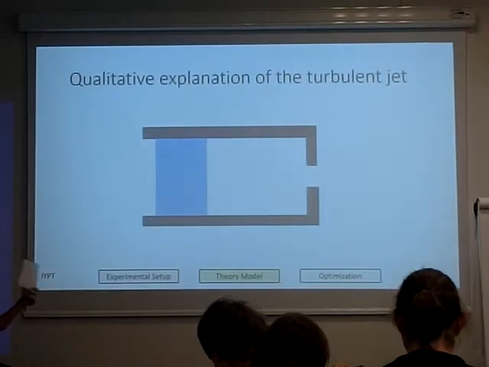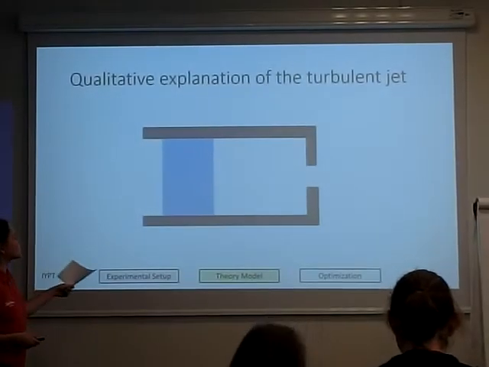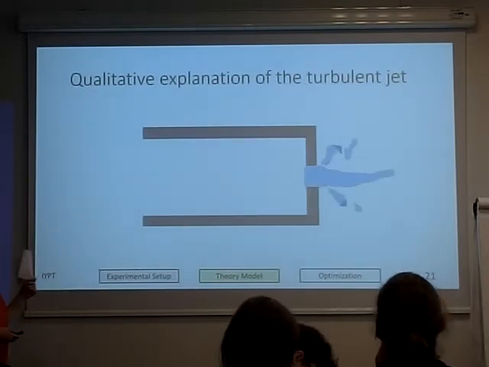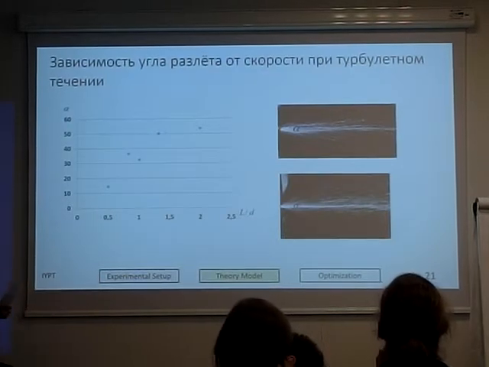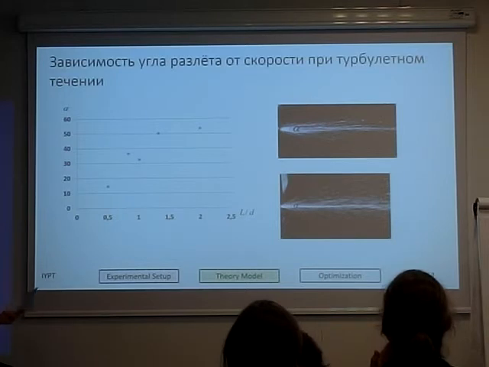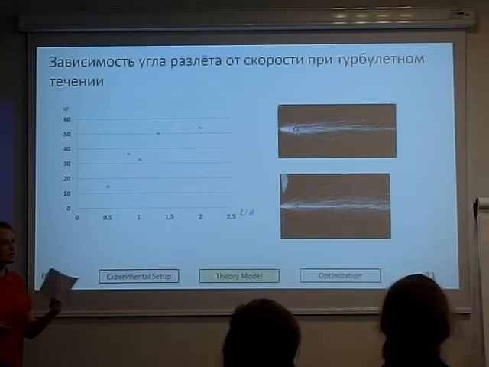After that, for example, let's consider the path of the jet. It goes to the aperture. Therefore, the flows meet each other, and we will have something like this. With increasing velocity, we will see that the angle of the expansion increases, and let's understand why.